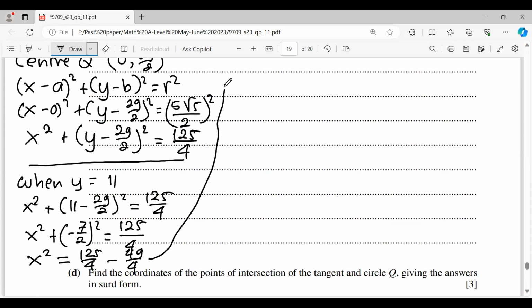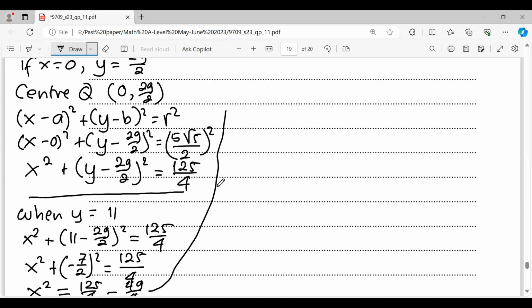I'm going to move into this area. So x squared equals 125 minus 49, which is 76, so 76 over 4, which equals 19. So x squared equals 19.